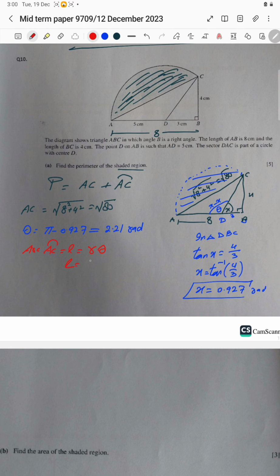What is r? R is from here till here, because the radius, that is 5, is given in the question. If you see the original figure, this is r. So it is 5. So 5 times theta, which is 2.21, we will get 11.07 centimeter.